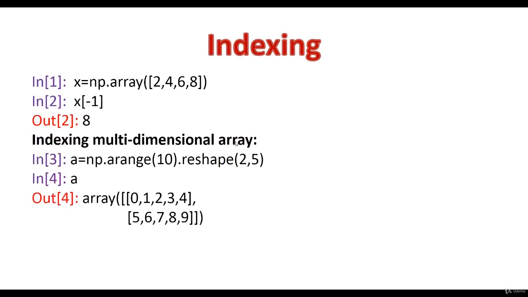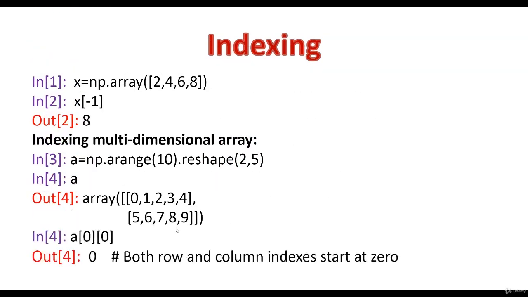Indexing of multidimensional array. Here is a multidimensional array of 2 dimensions, and to get the value at the first row and the first column, the first square bracket 0 stands for the first row and the second square bracket 0 stands for the first column. In Python, both the row and column indexes start at 0.